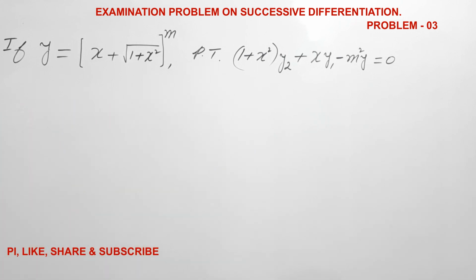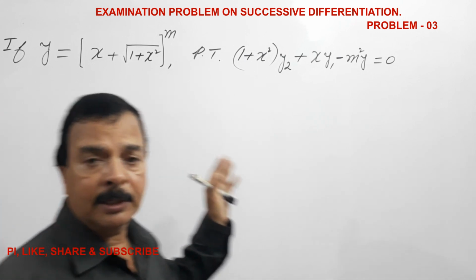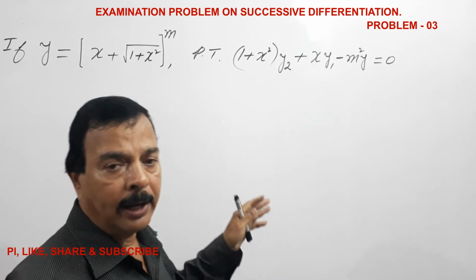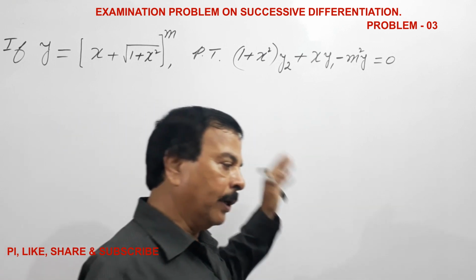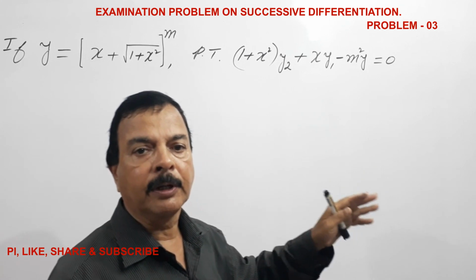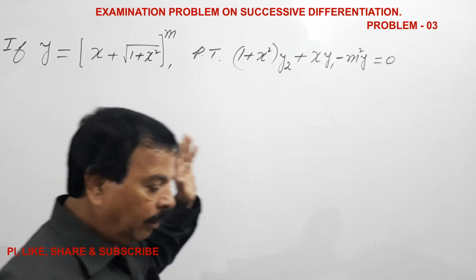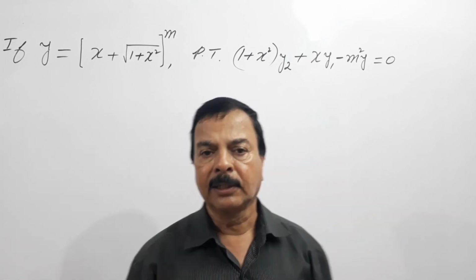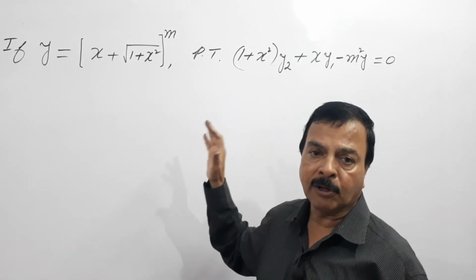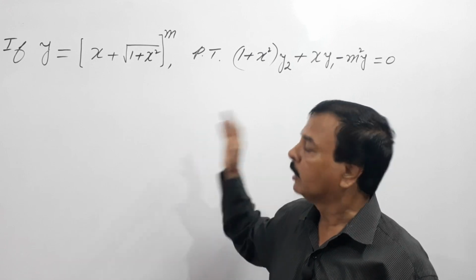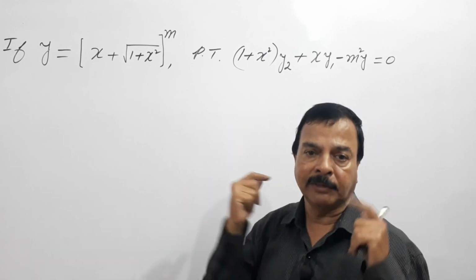Here we have a problem. y equals (x plus under the root 1 plus x square) to the power of m. Prove that (1 plus x square) y2 plus x y1 minus m square y equals 0. Usually this problem carries 6 marks, so you can expect this sort of question in the examination. Let's start without any further delay.